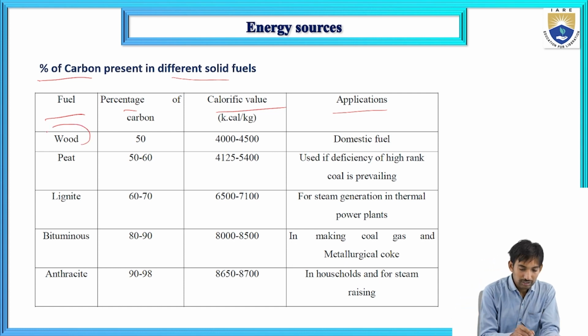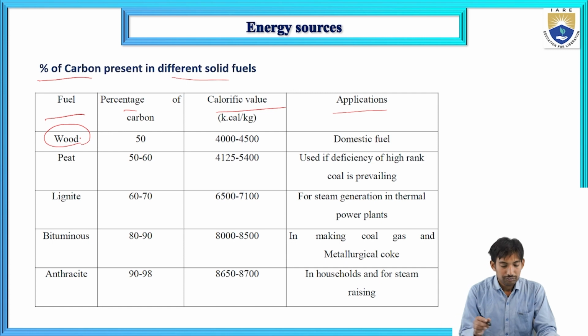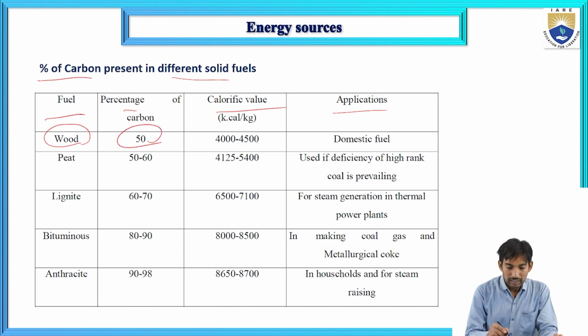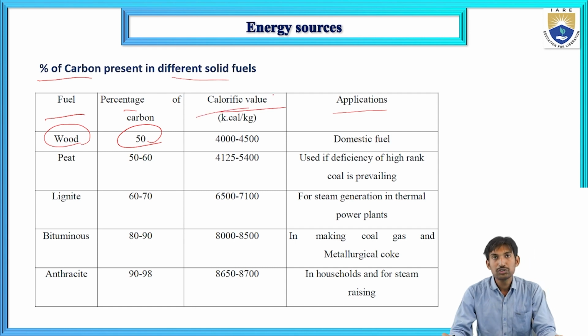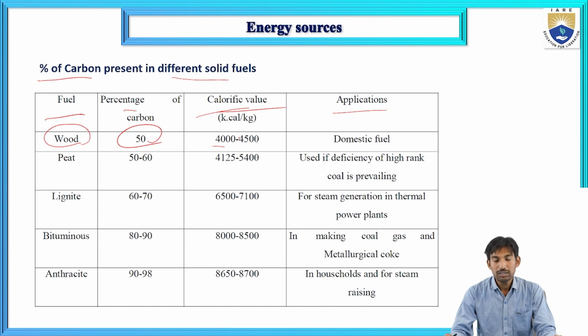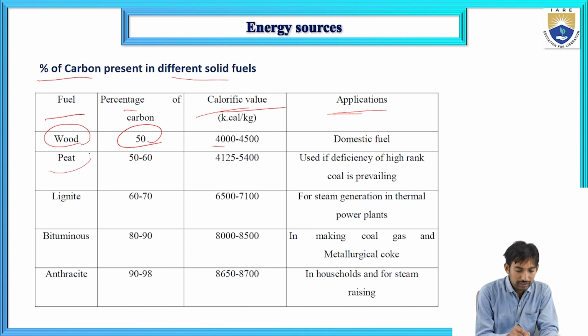The first solid fuel is wood. The wood contains 50% of carbon. On burning, it produces a calorific value of 4000 to 4500 kilocalorie per kg. The application of wood is as a domestic fuel. We can use wood as a domestic fuel. The next solid fuel is peat.